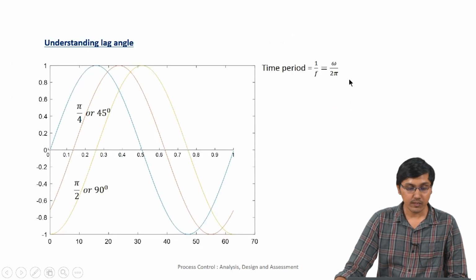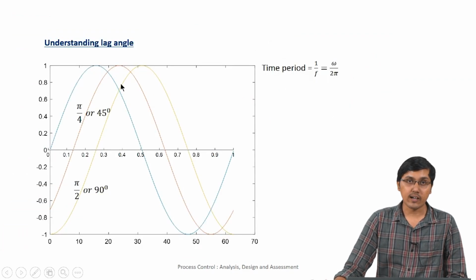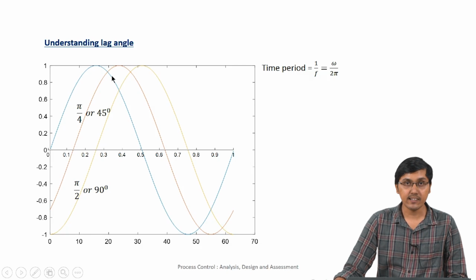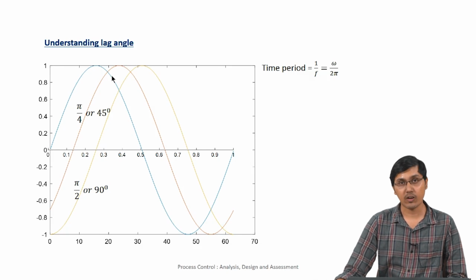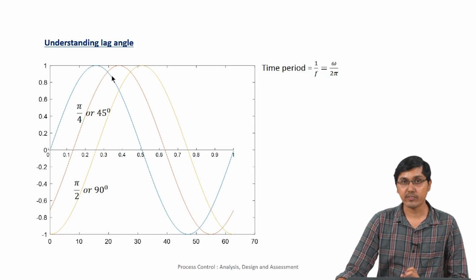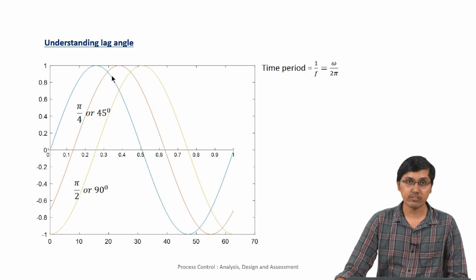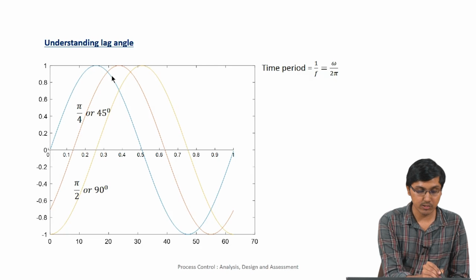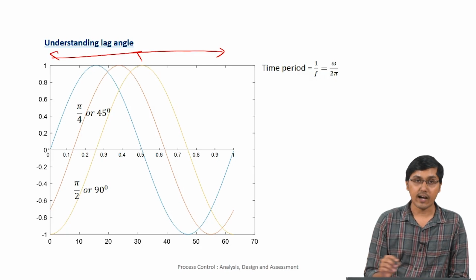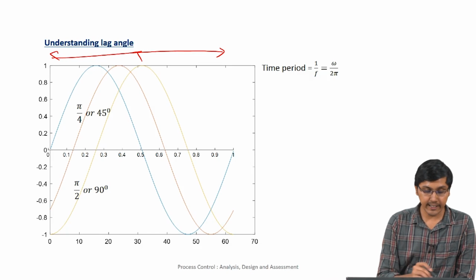So now coming to understanding what is a lag angle, like we keep talking about lag. Let us spend some time on understanding what lag is and how it is measured. Lag is usually measured in terms of angle, so we call it a phase angle. So basically you take a sine wave, and let us say this is the time period T of a sine wave.